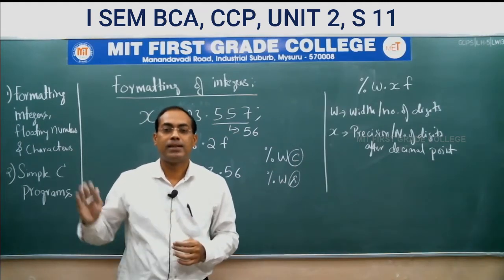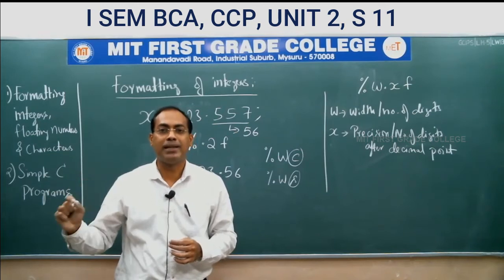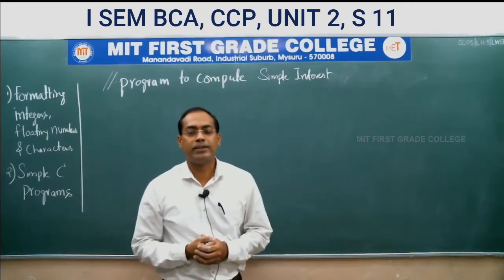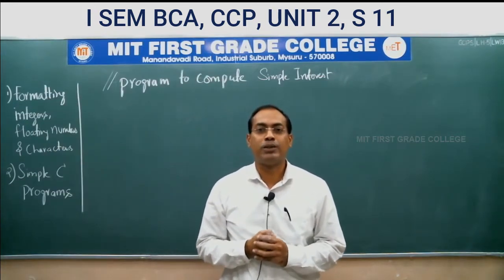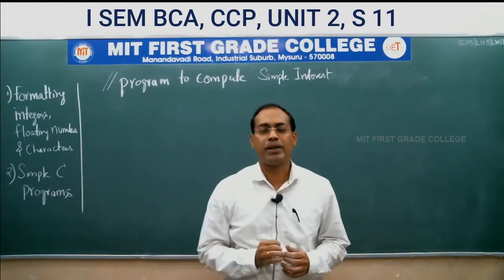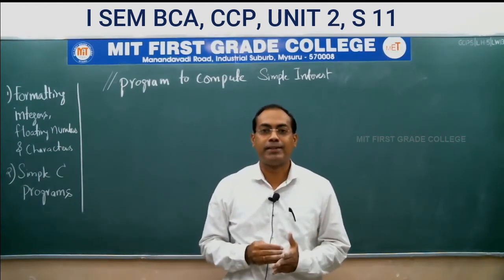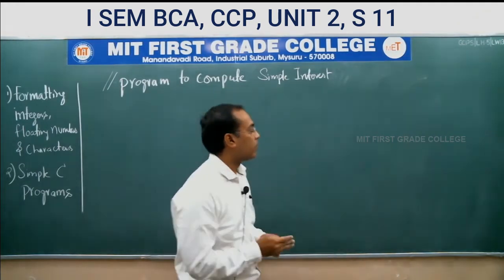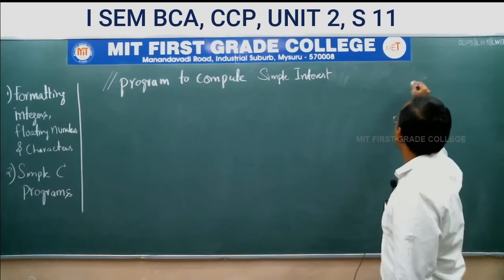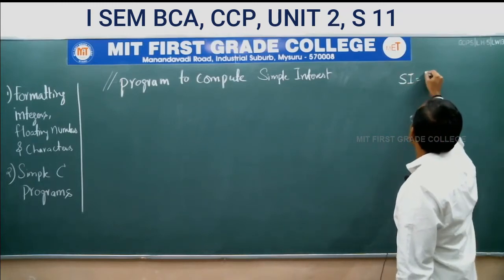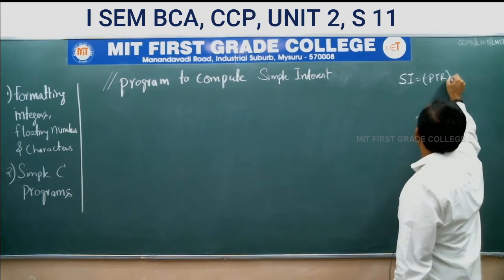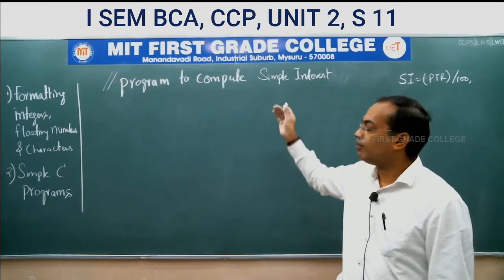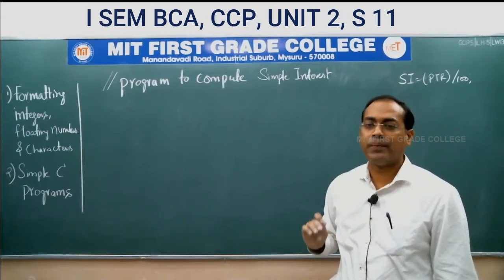Now let us discuss some simple programs in C. Alright students, the very first program we are going to discuss is a program to compute simple interest. We have already discussed this while learning flowcharts as well as algorithms. What is the formula for simple interest? You know very well SI is equal to P into T into R, whole divided by 100. If you know this formula, building up the program logic will be very easy.